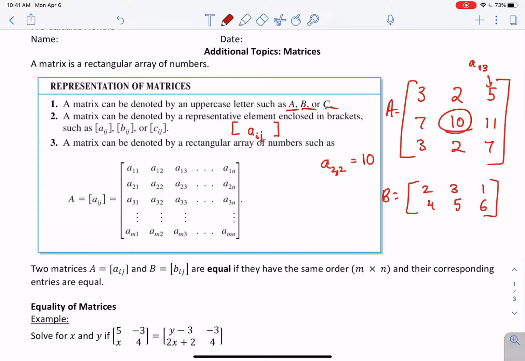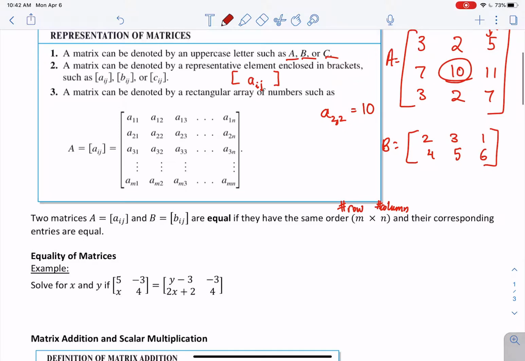For matrices to be equal, they need to have the same order. Order is the size of the matrix, which is row times column: number of rows, number of columns. And then every corresponding entry needs to be equal.